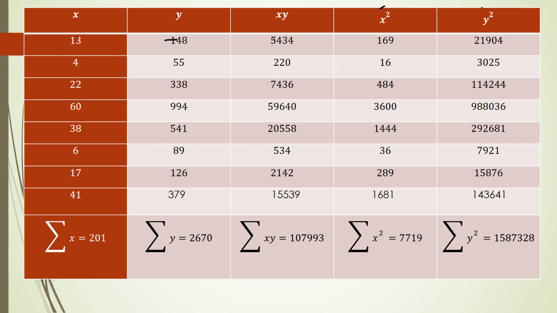In the last column we have y square. Now in the last row we will sum all: sum of x, sum of y, sum of xy, sum of x square, and sum of y square.